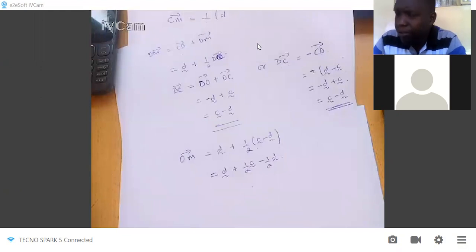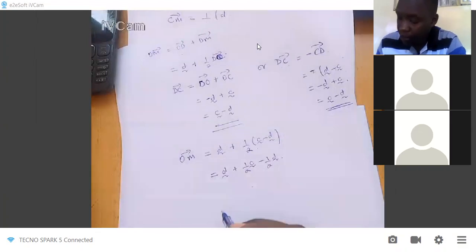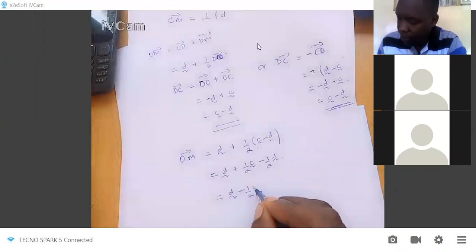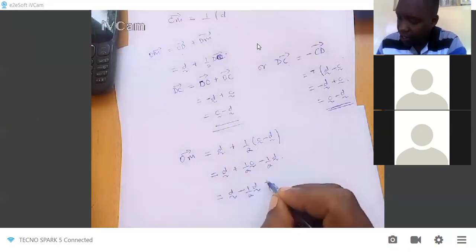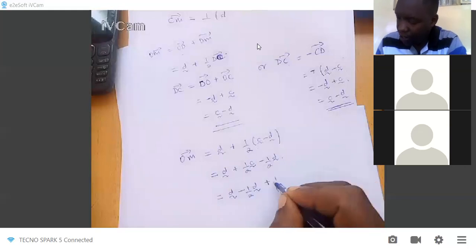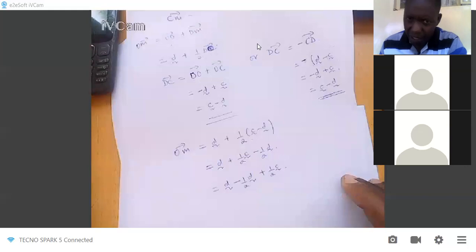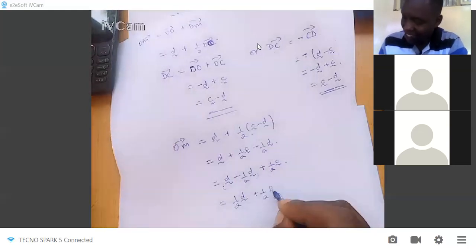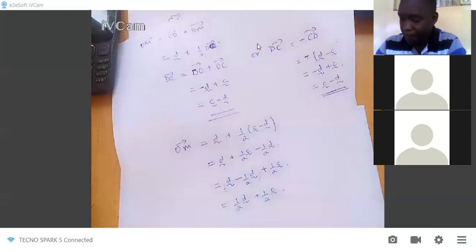Now what is the next step there? Collecting like terms. Correct, collecting like terms. So we have D minus a half D, plus a half C. So what is the answer here for D? A half D. Now you know how to get a half. That's a half C. Okay. So that is OM.